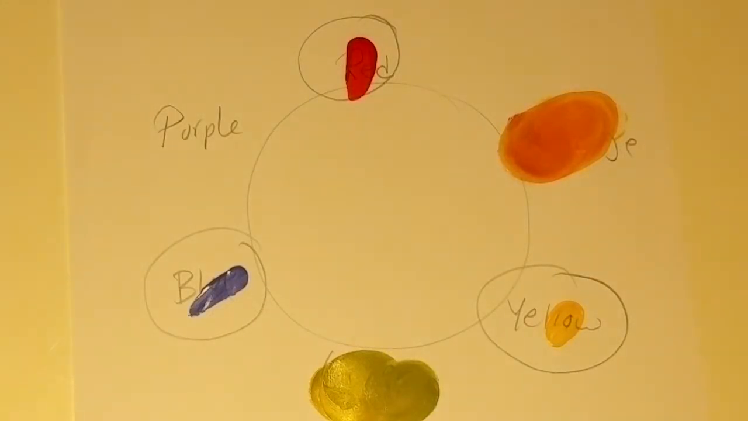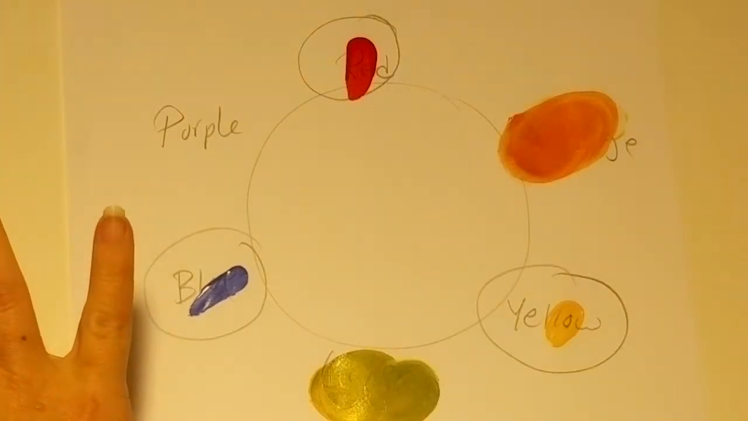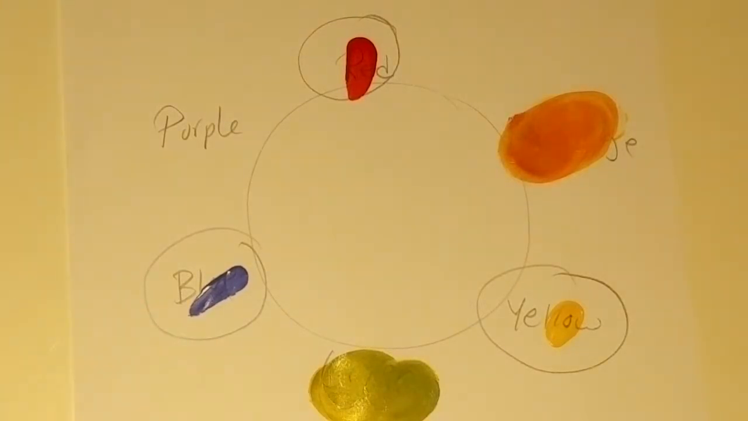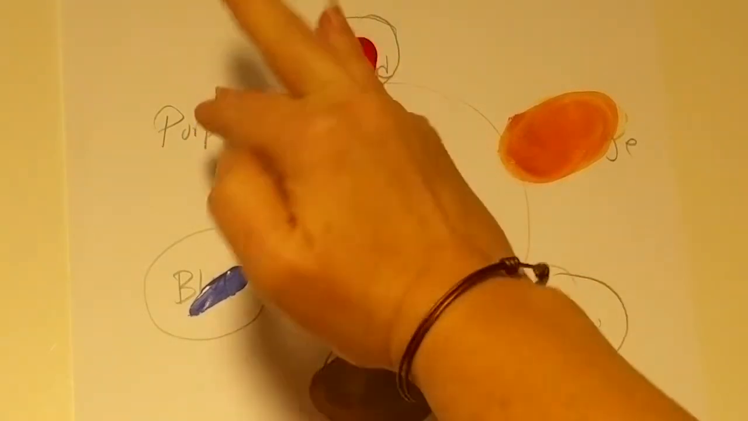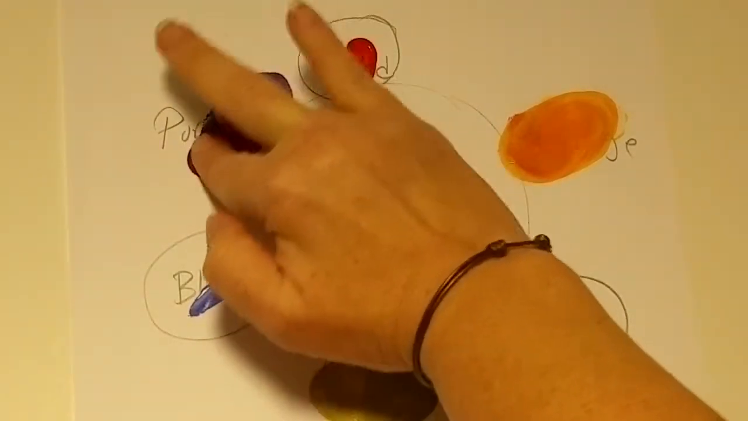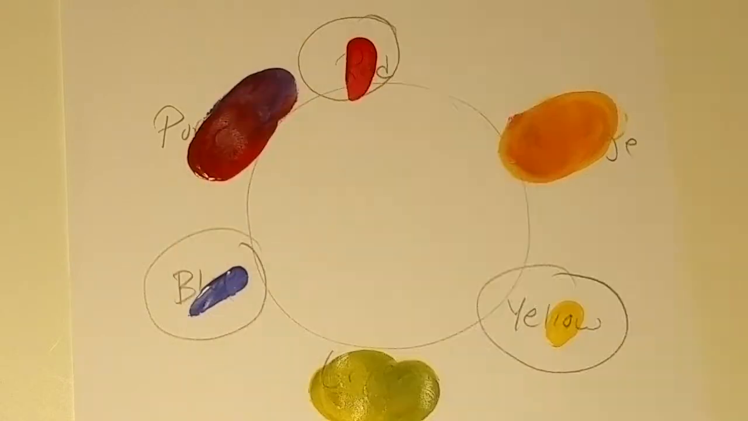And then the last one, I think you're probably getting the hang of it, is red and blue. So take a look. What's it going to make? Purple. So there you go. The 3 primary colors will make all the other colors. And yes, that includes brown and black.